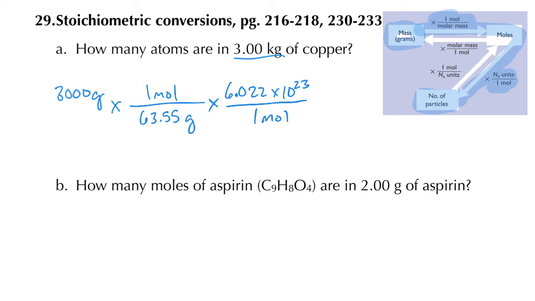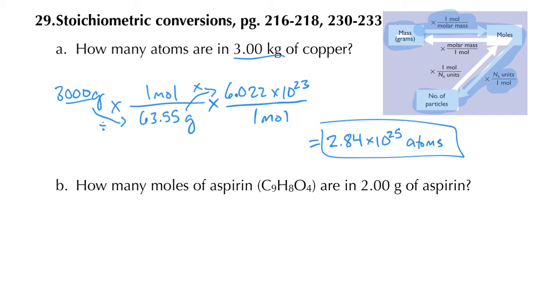Then I put that in my calculator. I'm going to start in my calculator with 3,000, divide by the 63.55 because it's in a denominator, and then multiply by Avogadro's number since it's in a numerator. And I get 2.84 times 10 to the 25th power. And I should be getting a big number like that because they asked me for a type of particle.